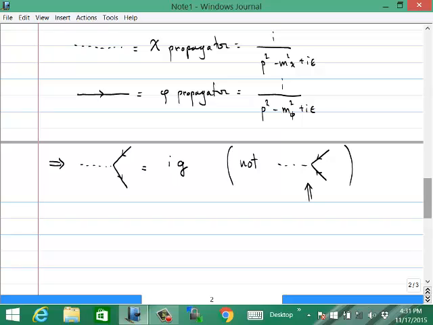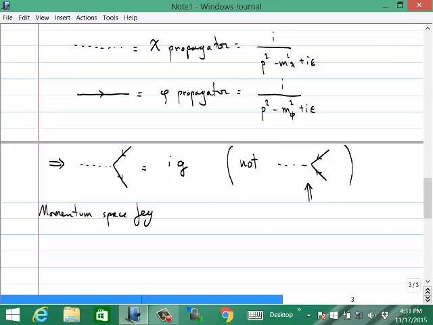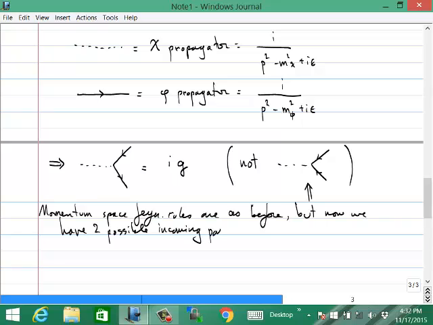So the important point is that the momentum space Feynman rules are just as for a real scalar field, just taking into account that we have two possible types of incoming particles or outgoing particles.